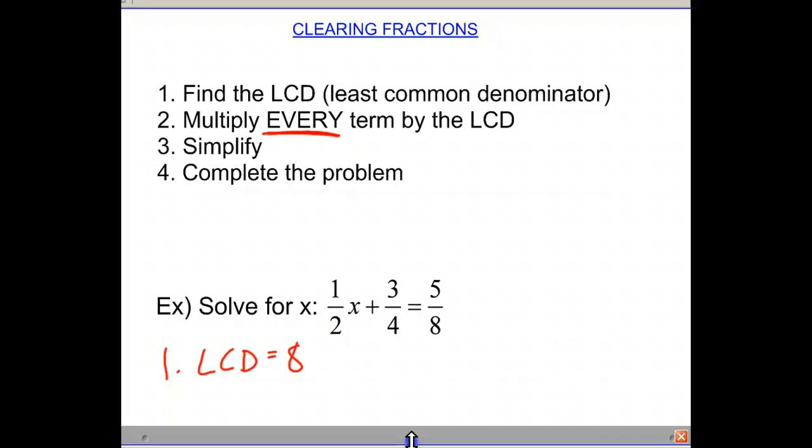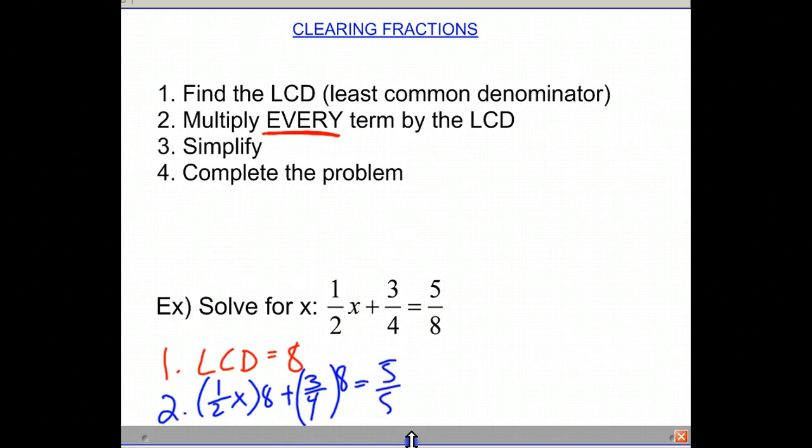So if I take that 8, my second step is to take every single term and multiply it by 8. In this problem we have 3 separate terms: 1/2 x, 3/4, and 5/8. So I have 1/2 x multiplied by 8, 3/4 multiplied by 8, and 5/8 multiplied by 8. Some students feel more comfortable putting 8 over 1 on each of these, because even though it's a whole number, it is still a fraction, 8 over 1.